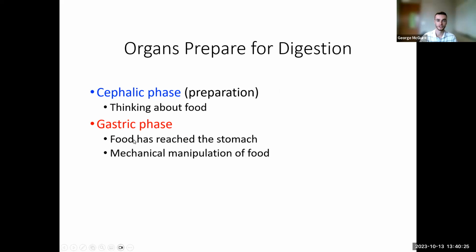Along with the actual digestion part itself, when the food has reached a specific organ, which is considered the gastric phase, we have our preparation phase, where our body is essentially preparing for the act of digestion. Thinking about food, and our sensations related to food, so smell, taste, and touch, will stimulate our brains to start releasing signals for our organs like our stomach and small intestine to start preparing for food to be added.